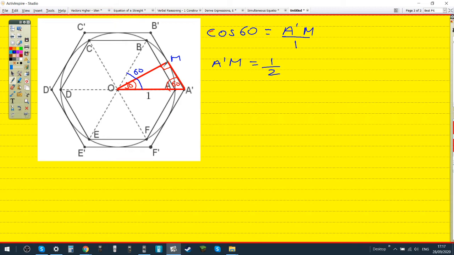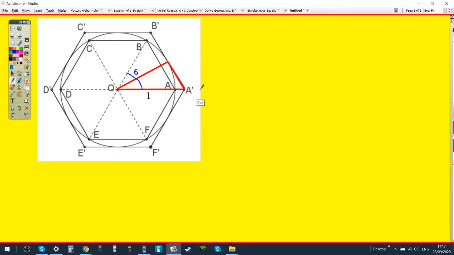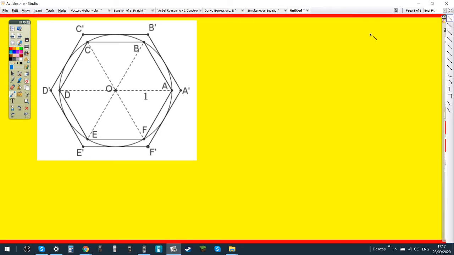Hang on. No, I think maybe I'm wrong. Let's look at this. So this bit here, how do we know that that's halfway? Yeah, it has to be, surely. That's the center, so it has to be.